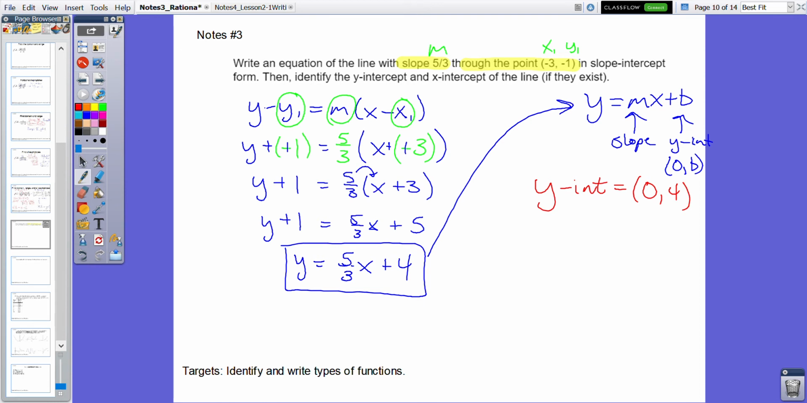Now to find our x-intercept, all we have to do is set y equal to 0, just like we did with rational functions to find the x-intercept there. All we have to do is set the function equal to 0 and solve. When we do that, we get the equation 0 equals 5/3 x plus 4. So we're going to subtract 4 from both sides. That gives me -4 is equal to 5/3 x. And then we're going to multiply both sides by the reciprocal of my coefficient. So that's going to be 3/5.